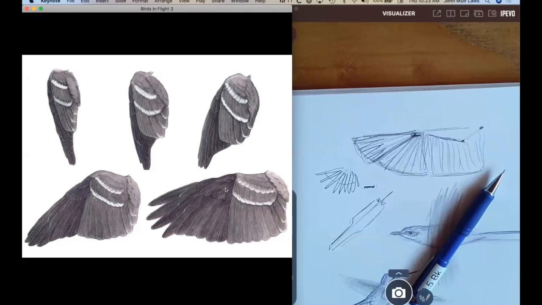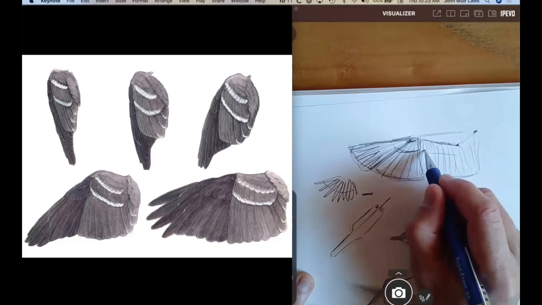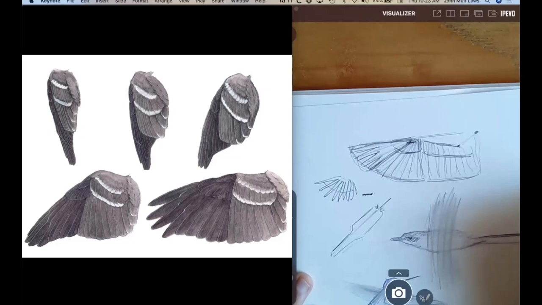For general wings in flight, what I'm thinking about is there's this fan part, there is the parallel part, and then there are these coverts up above that cover up the front edge of the wing. So I'm going to just put that into this part here. There are coverts over the primaries called primary coverts, and there are coverts over the secondaries called the secondary coverts. And that covers up that portion of the wing.